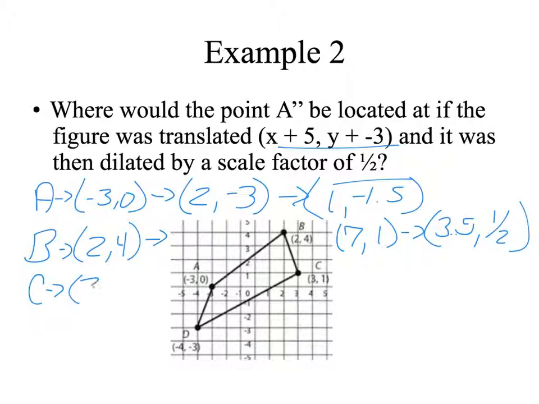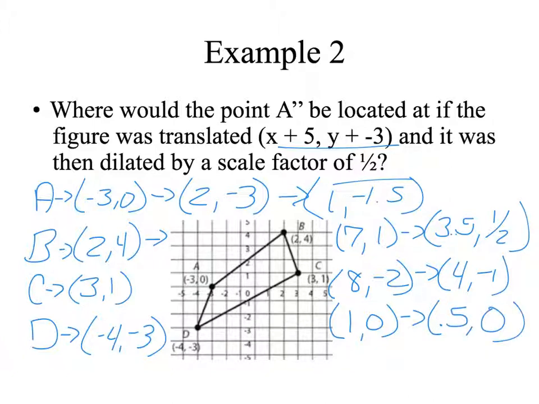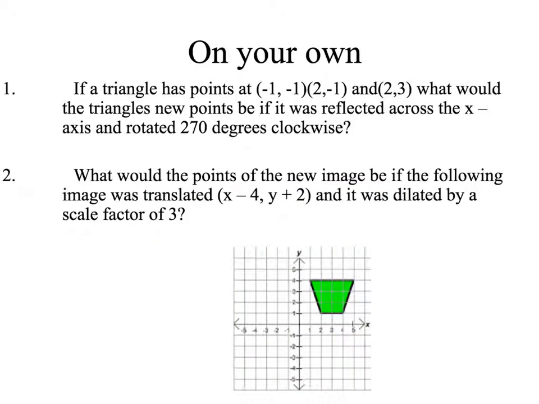C, 3, 1 is going to translate and become 8, negative 2. Dilate it by 1/2, and I get 4, negative 1. D is negative 4, negative 3. It's going to translate, and I'm going to get 1, comma 0. Dilate it by 1/2, and I'm going to get 0.5, comma 0. Try these two on your own.